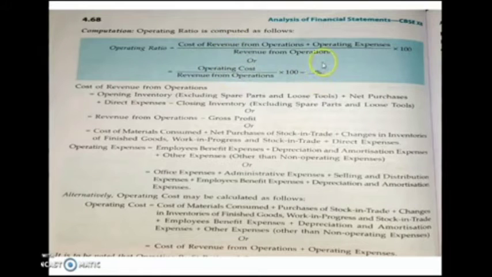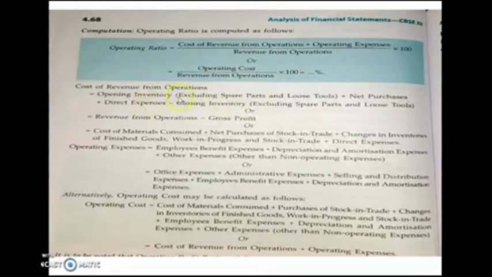The expression of operating ratio is in percentage. So the answer for operating ratio is expressed in the format of percentage. If you look into the formula, to calculate cost of revenue from operation, there are three formulas given to you. The first one is opening inventory plus net purchases plus direct expenses minus closing inventory.